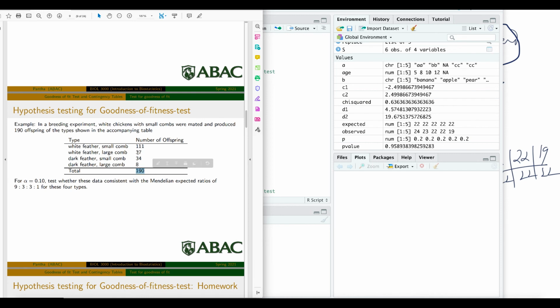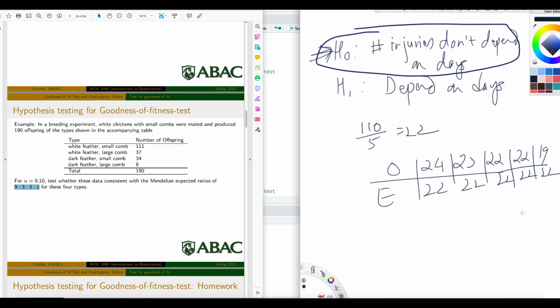There are 37 of them with white feather, large comb, 34 of them with dark feather, small comb, and 8 of them with dark feather, large comb. So for alpha equals 0.10, test whether the data are consistent with the Mendelian expected ratio. So the Mendelian expected ratio is given like this. The percentages are not given here, right? What is given is just the Mendelian ratio. So how do I find the percentages from that?